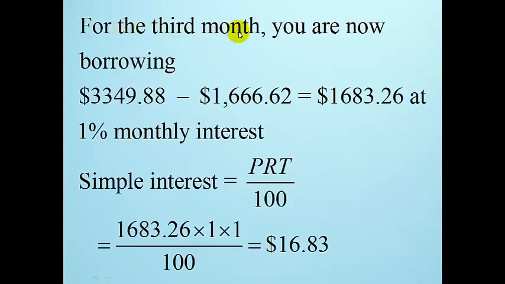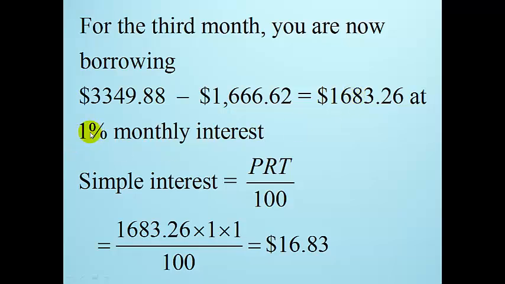So for the third month, it means we are now borrowing the previous principal, 3,349.88 minus $1,666.62, and the result is $1,683.26 at 1% monthly interest. So this is now our current principal.